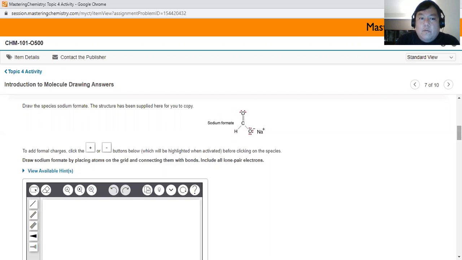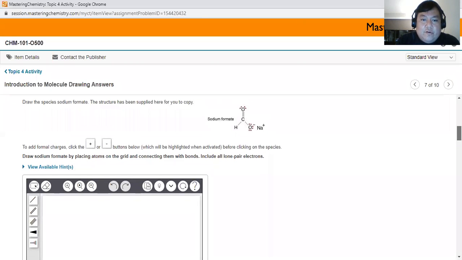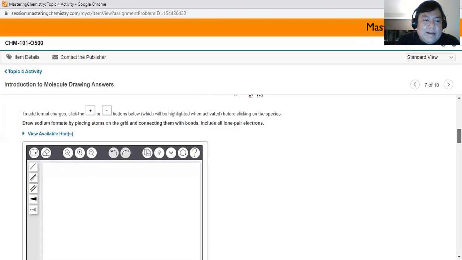But now what we want to do is take these basic ideas and draw them. So what they want us to draw here is sodium formate. Sodium formate is right here. It's a carbon connected to an oxygen, a hydrogen, with a double bond here, and a sodium there. So it's saying draw sodium formate by placing atoms on the grid and connecting them with bonds.